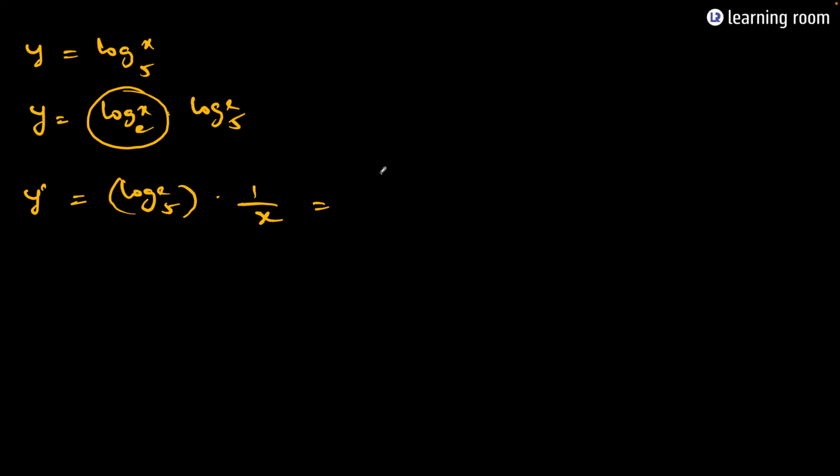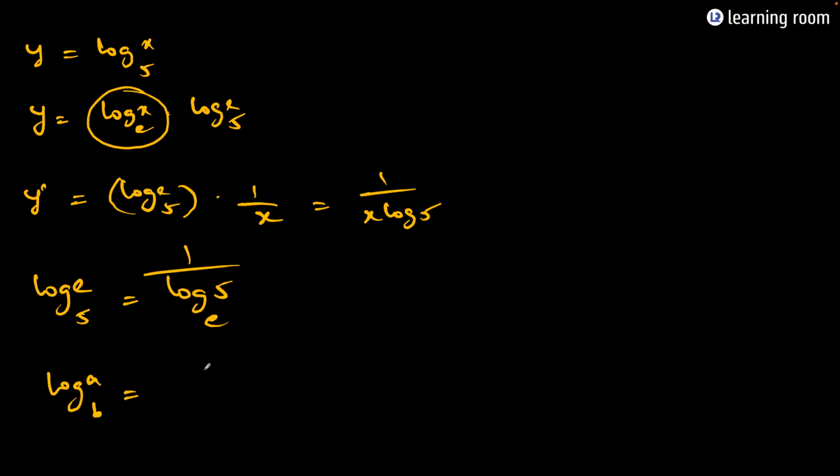Sir, in the book it is given as 1 by x ln 5. Yes, sir, both are right. Because log e base 5 is equal to 1 by log 5 base e. Remember there is a property: log a base b is equal to 1 by log b base a. Yes, sir, I know it. So that's the logic. So log e base 5 into 1 by x is the same as 1 by x log 5. They both are the same. Okay, sir. Thank you.